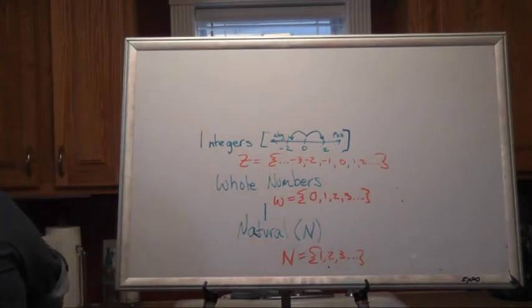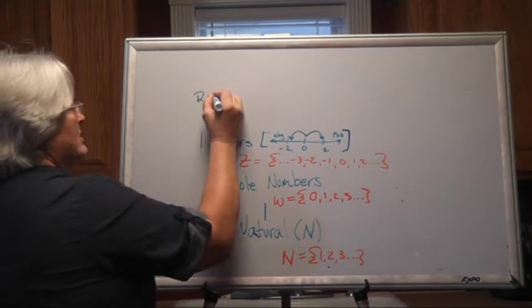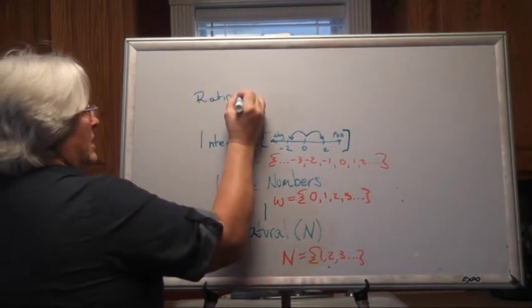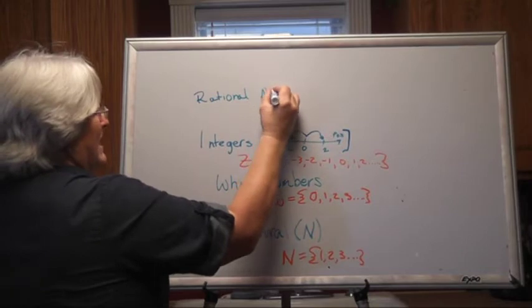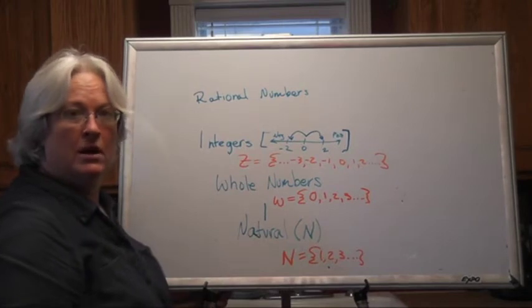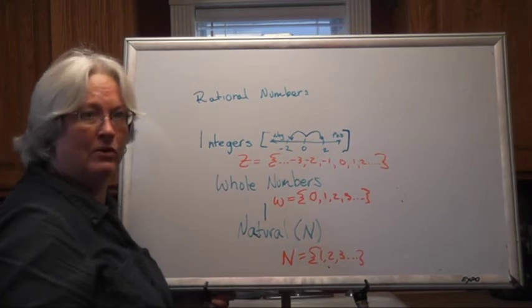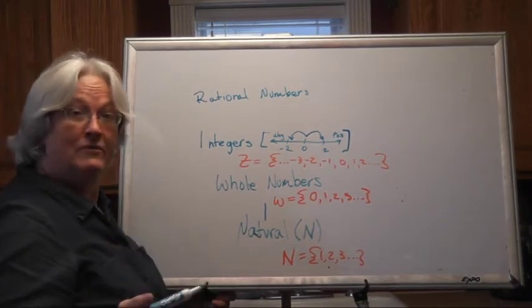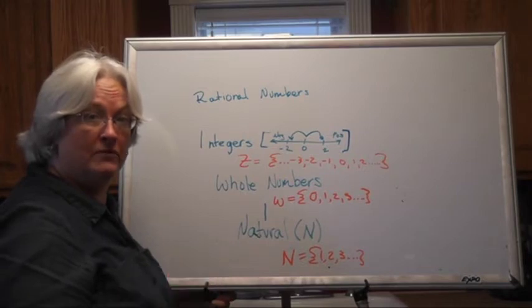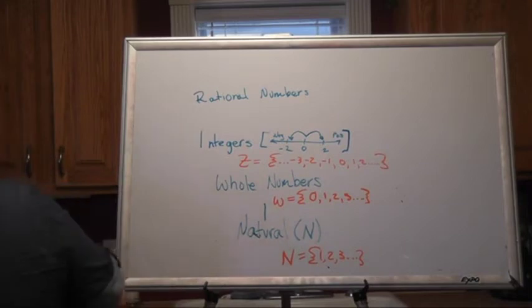The next set of numbers that we have is called the rational numbers. Rational numbers are numbers that can be written as a ratio or as a fraction. The number 2/3 can be written as a fraction, 2/3. 0.5 can be written as a fraction. 0.5 is 5/10. You can write that as 1/2. So rational numbers are the set Q.